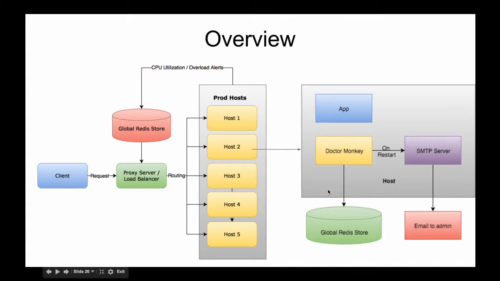During monitoring, if the threshold is breached consecutively for 3 cycles, then an email is sent to the admin notifying about the system reboot due to high CPU utilization. At the same time, the Redis store is updated such that no request is routed to this server. The Dr. Monkey then reboots the host server and all the services are restarted automatically on reboot.